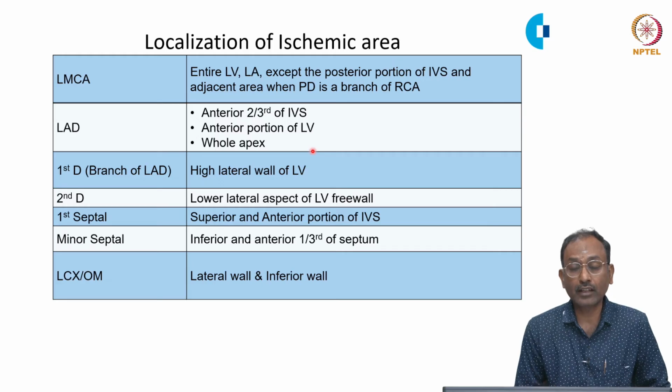Understanding this area of supply is very important because it helps in prognostication of acute myocardial ischemia. And LCX and major OM are responsible for supplying the lateral wall and inferior wall.